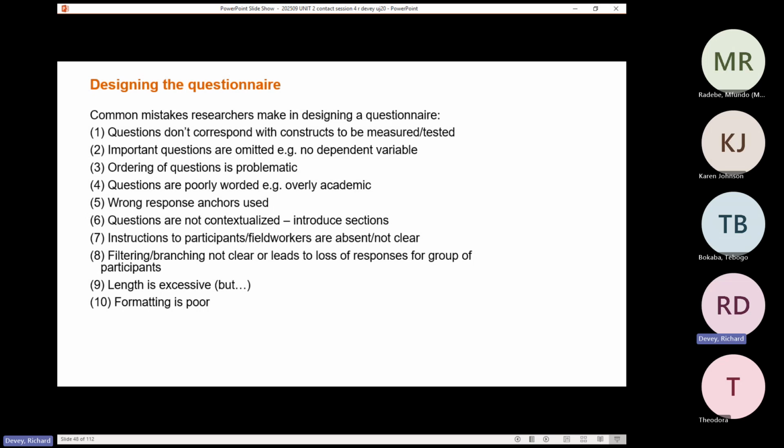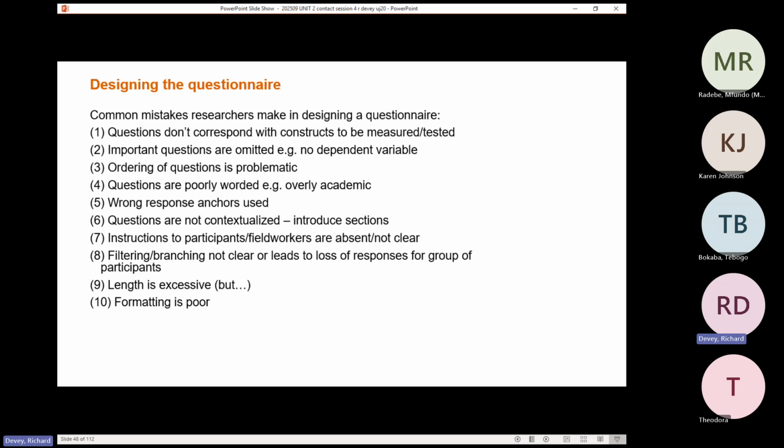So the student says that they want to analyze a particular study, but then they don't actually measure those things in the questionnaire, and we see that fairly often. Important questions are omitted, so there's no dependent variable. I had a case like that quite recently where a PhD student had a questionnaire, but there was no dependent variable measured in it, so we added that in.